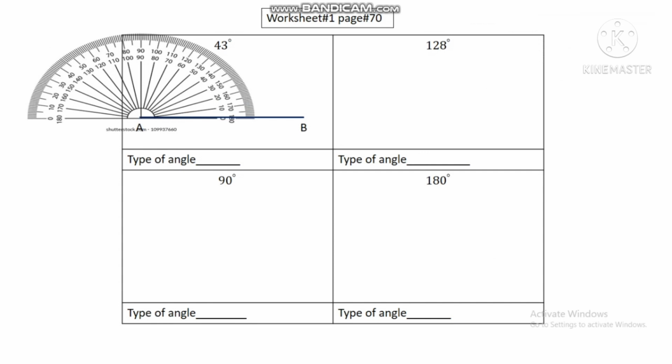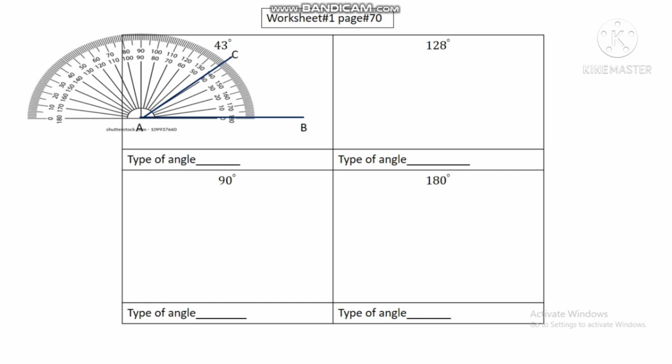Now, in the previous lecture I told you that you have to read the inner scale when you have to make the angle on the left side, because we have to make an angle on the left side at point A, so we read the inner scale. You see that 40 is there. So for 43 we count the 3 lines, 1, 2 and 3, and at 43 we mark a point C. This is point C, and then join point A to C by a line segment. This is the angle of 43 degrees.